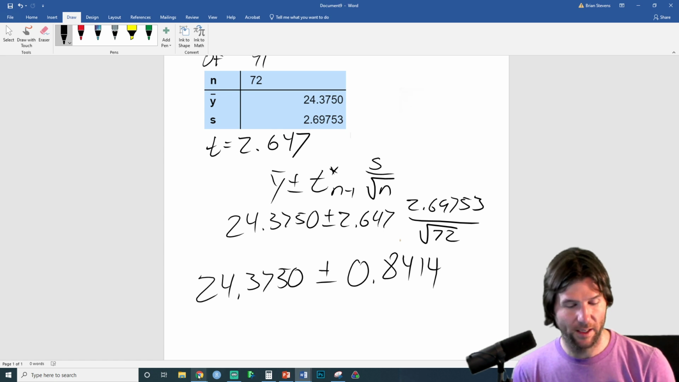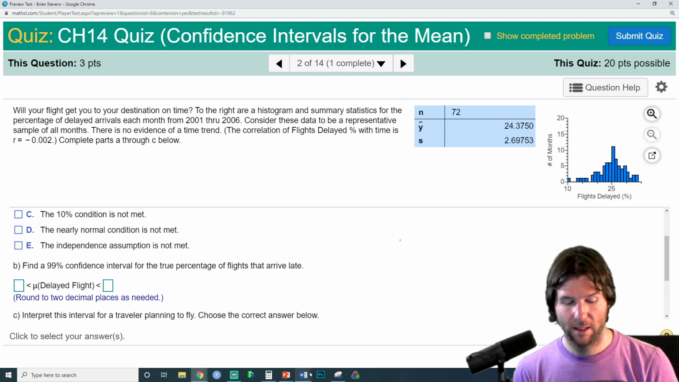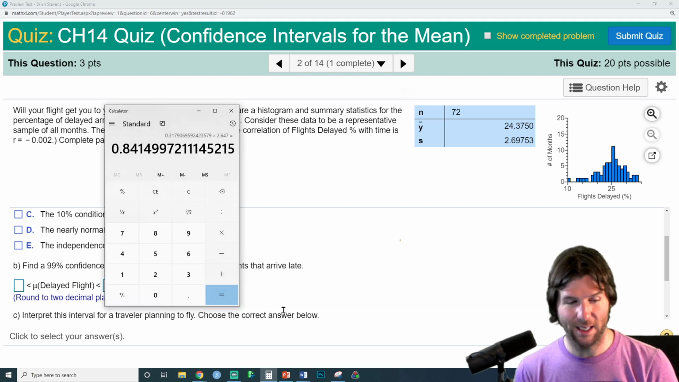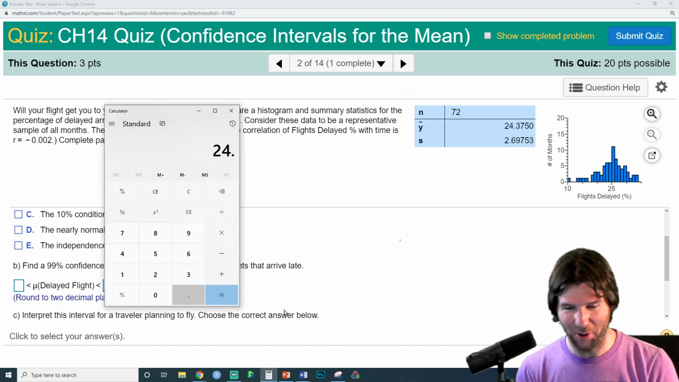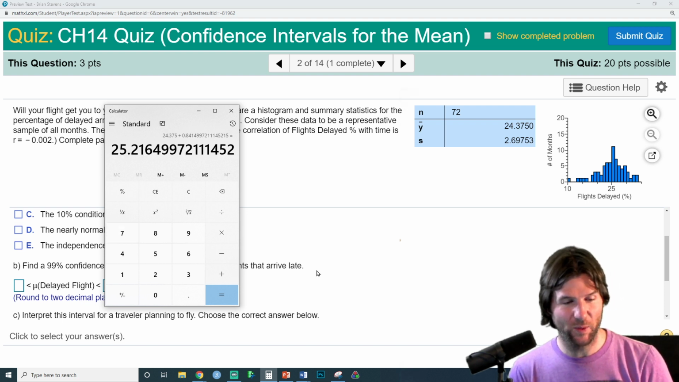So we've got this number right here. And let's go back. We assume all the conditions are met. I think I did my math correctly. I kind of blanked out while doing that, went into autopilot. So there's the upper bound of the interval, 25.22.